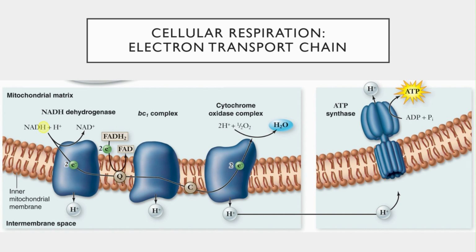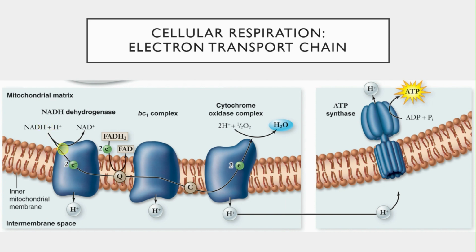So, what is the purpose of all of this? Surely it isn't just to make water from electrons, protons, and oxygen. No, ultimately, this is to produce energy. As protons build up on one side of the membrane, the intermembrane space has a higher concentration of protons than the mitochondrial matrix.